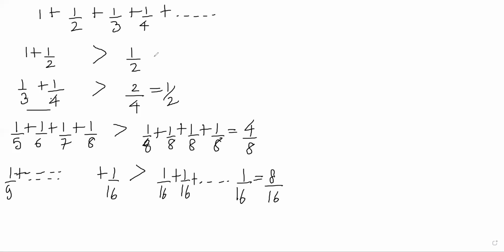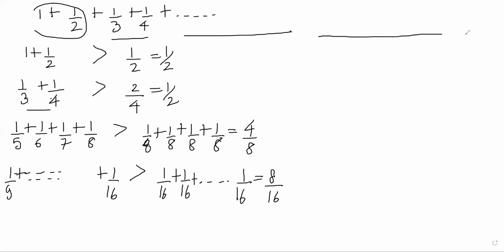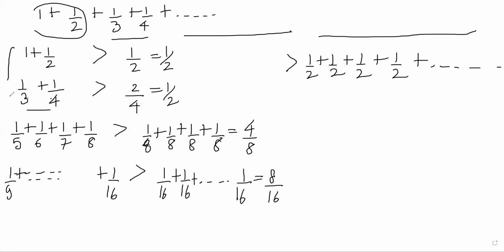So ultimately, what are you proving? You're proving that you can group the terms of this infinite series in such a way that you will get it always greater than 1 by 2 plus 1 by 2 plus 1 by 2 plus 1 by 2, right? First you take 2 terms, then you take 4 terms, then you take 8 terms, then you take 16 terms. समझ में आ रहा है?